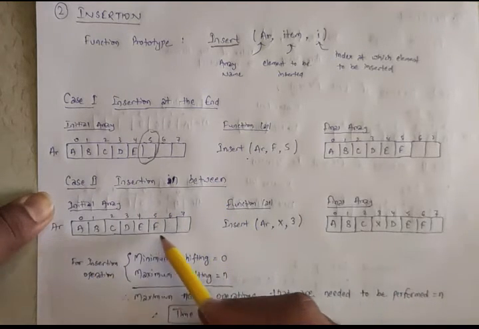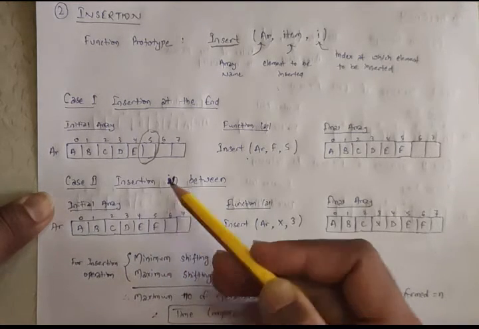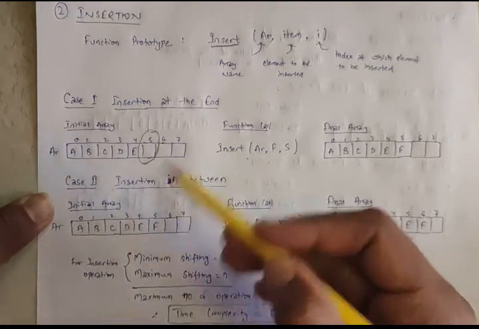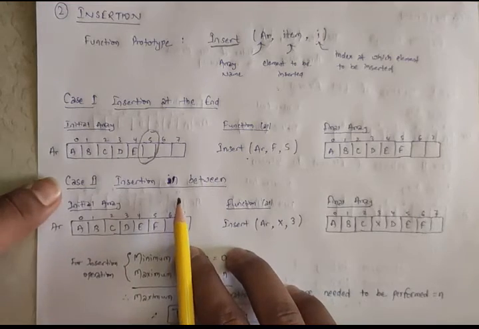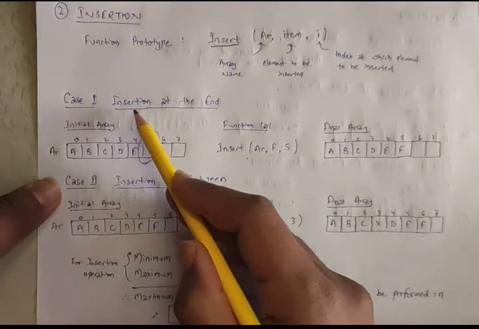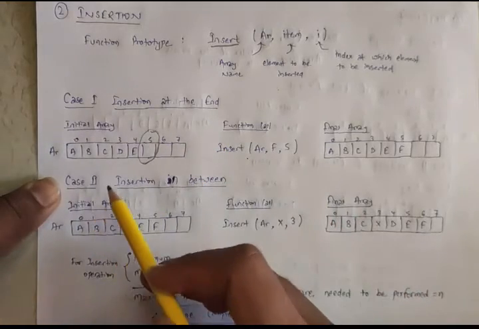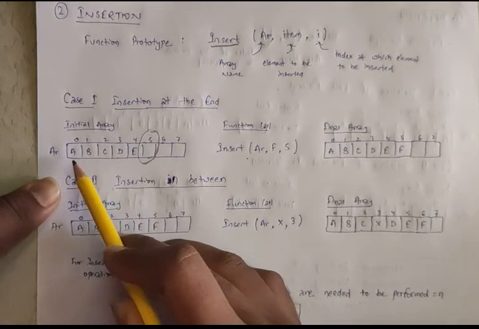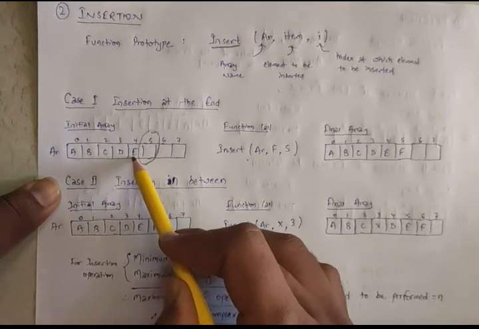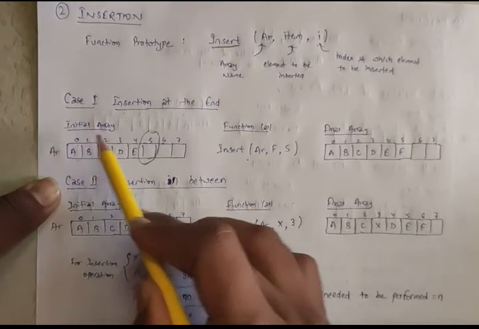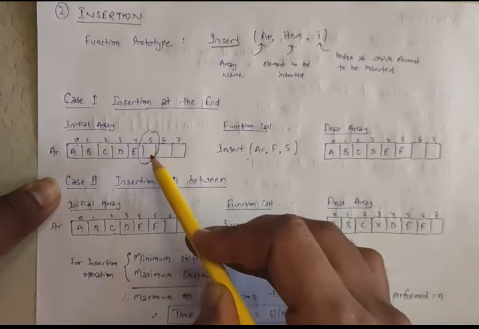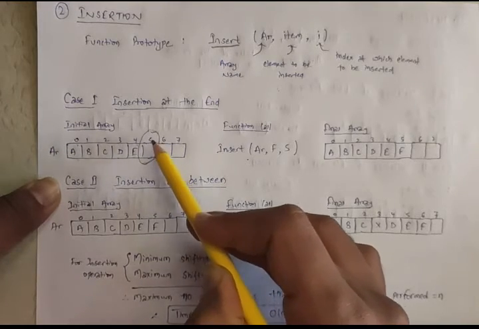Means, for example, these are the stored elements in the array. We can insert any element in between also. So we would consider both the cases. Let's say the insertion is done at the end. This is the initial array in which 5 elements have been stored, from index 0 to index 4. The first space that is free in the array is the 5th index.